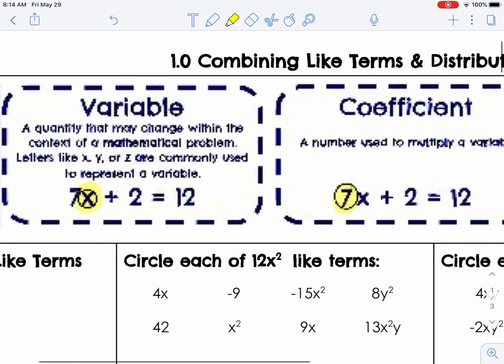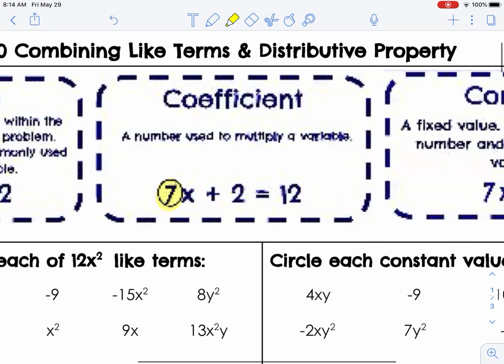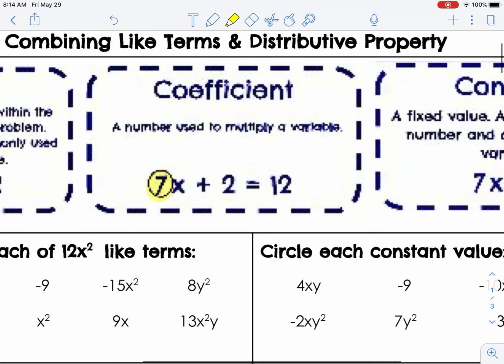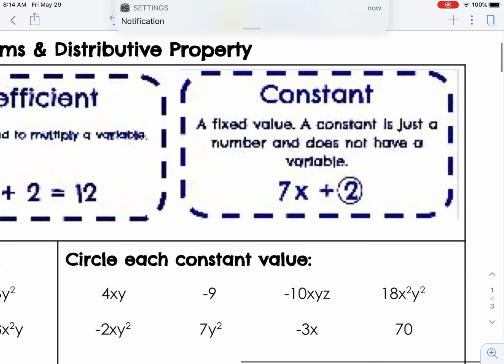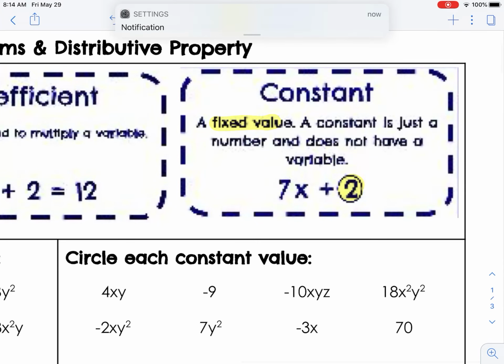So we've got variable is the letter or the quantity that is changing. Coefficient is the number beside that we're multiplying the variable by. And then the last term we need to know is the constant. So the constant is a fixed value. It doesn't have a variable, it's just the number by itself. So 2, it doesn't change, so it's constant.